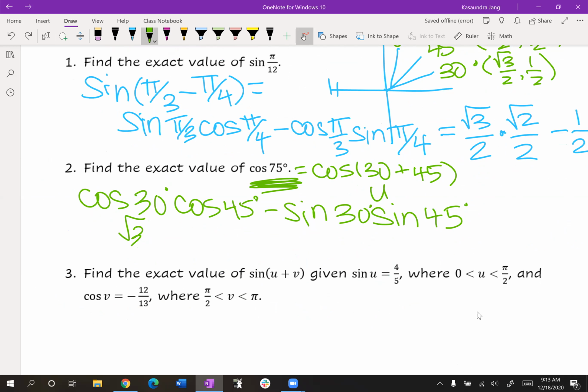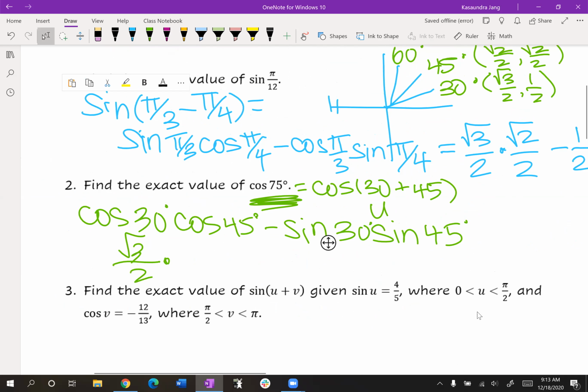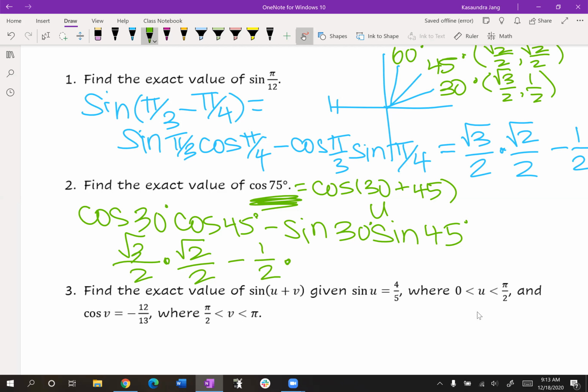All right, times my cosine of 45 degrees, and the cosine is, again, the x value, and the x value at my 45 degrees was root 2/2. So I'm multiplying by root 2/2. Minus sine of 30 degrees. Sine is now the y value. The y value at my 30 degrees was 1/2. And sine of 45, so the y value at 45 degrees was a root 2/2.